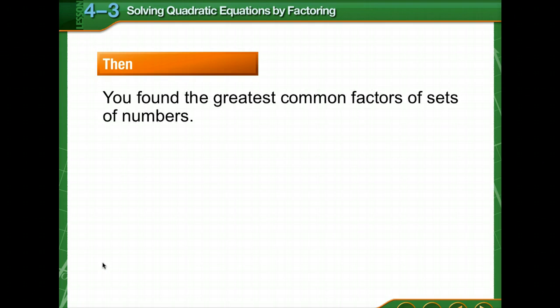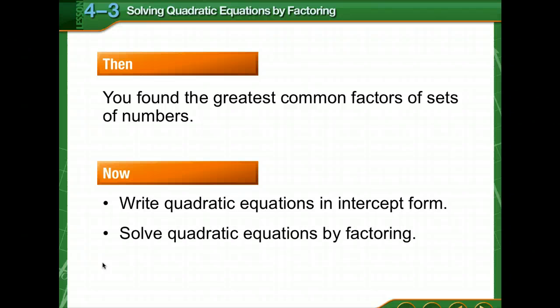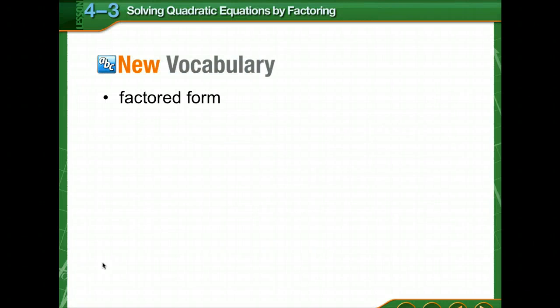Previously, you found the greatest common factors of sets of numbers, and now you're going to write quadratic equations in intercept form and solve quadratic equations by factoring. Two new vocabulary words this time: factored form and the FOIL method. That's not too new to you. You've been using the FOIL method for years.